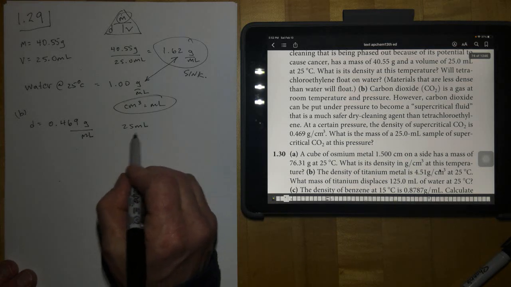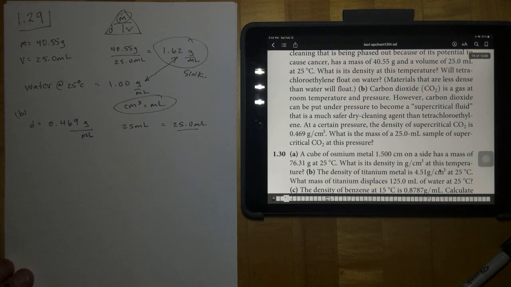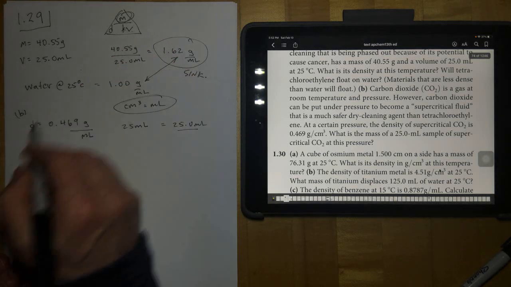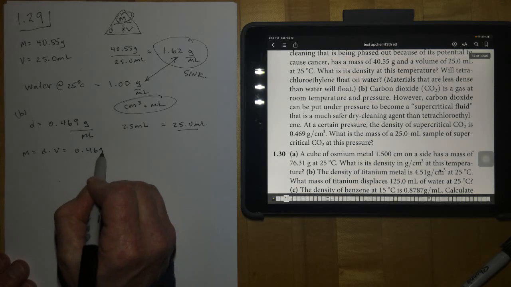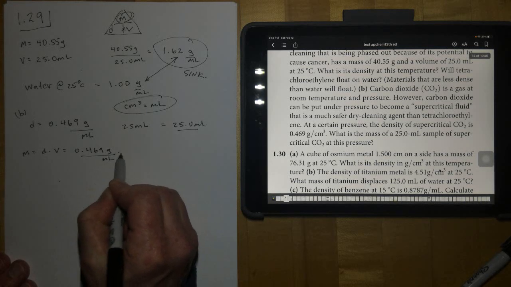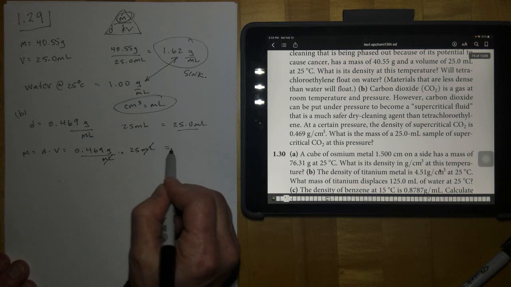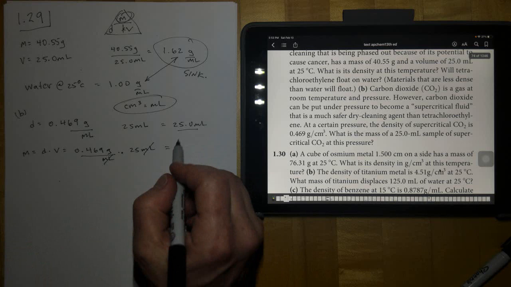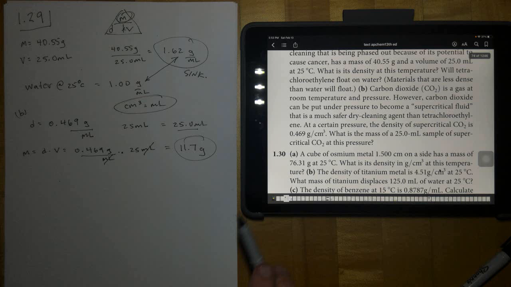Whoops, 25.0. I forgot the number of sig figs there. 3 sig figs in this, 3 sig figs in this, so we should end up with 3 sig figs in our answer of supercritical CO2 at this pressure. So mass is equal to density times volume, and our density is 0.469 gram per milliliter. And then we have 25.0 milliliters. The milliliters cancel with the milliliters. Multiply those two together and we'll have a mass of 11.7 grams of supercritical CO2. That's 29.